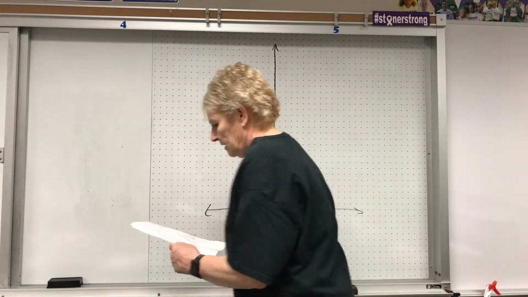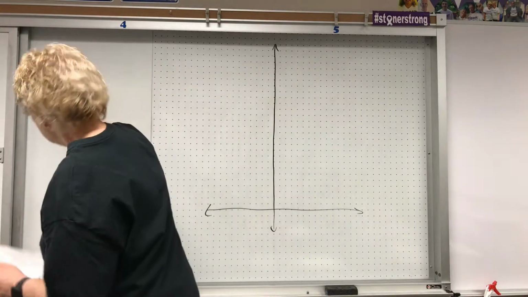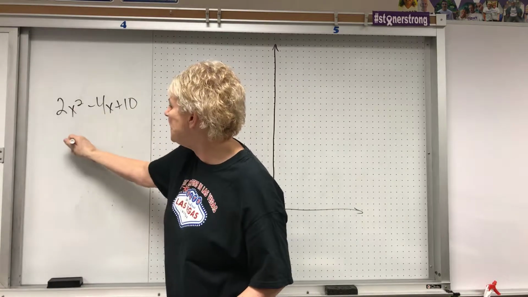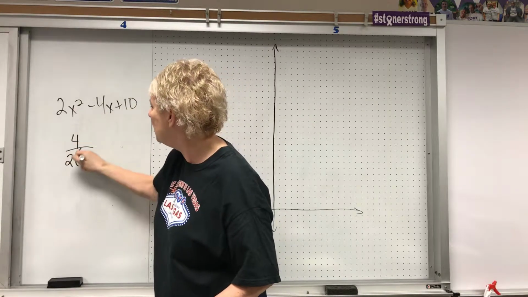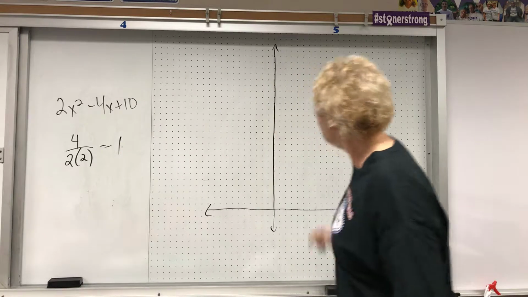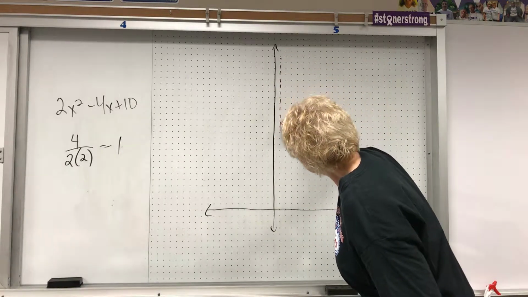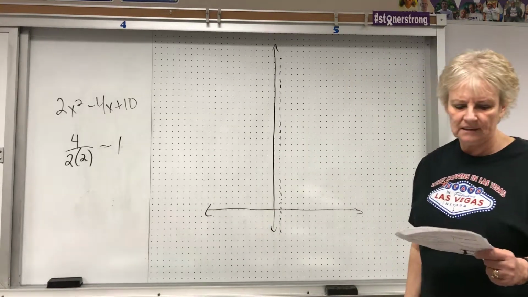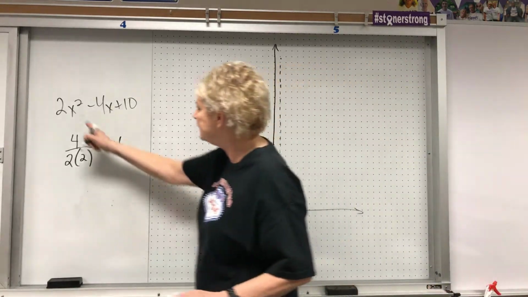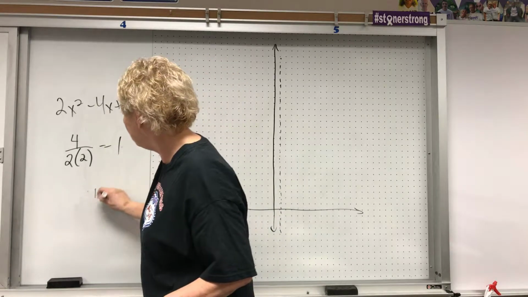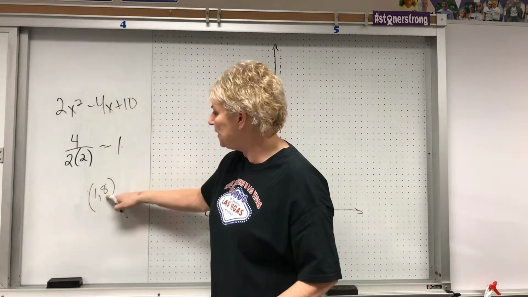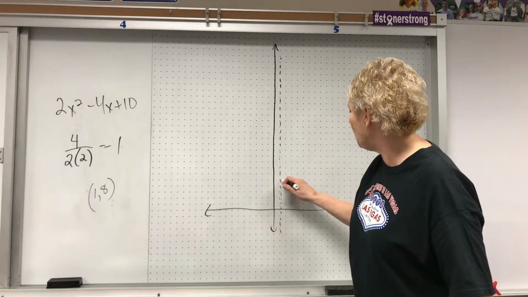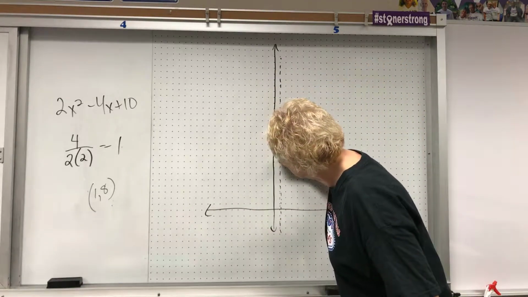All right. Okay. 2x squared minus 4x plus 10. The opposite of b over 2a. Axis of symmetry is 1. Look at your parabola. 1 should be the middle of it. If you plug 1 in, you get 8. If you got 1 and you didn't get 8, start using a calculator. 1, 2, 3, 4, 5, 6, 7, 8.